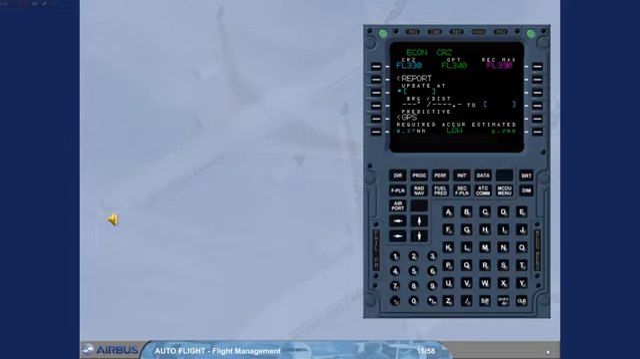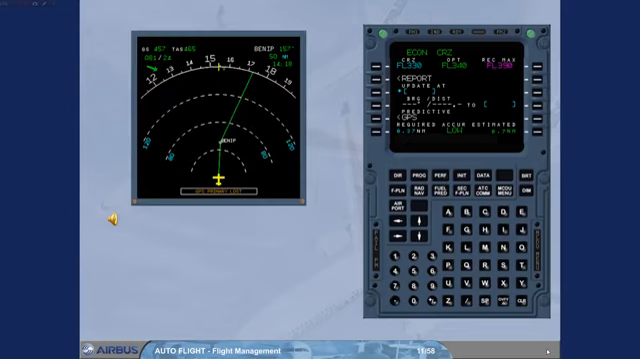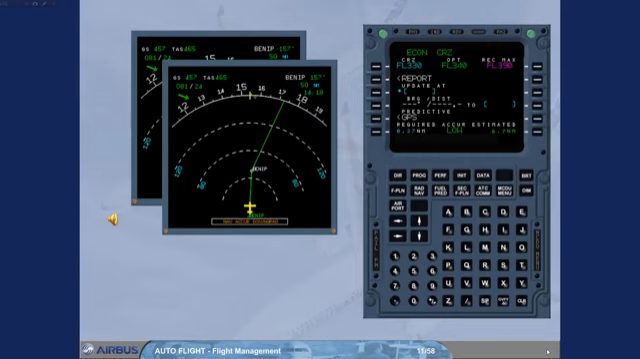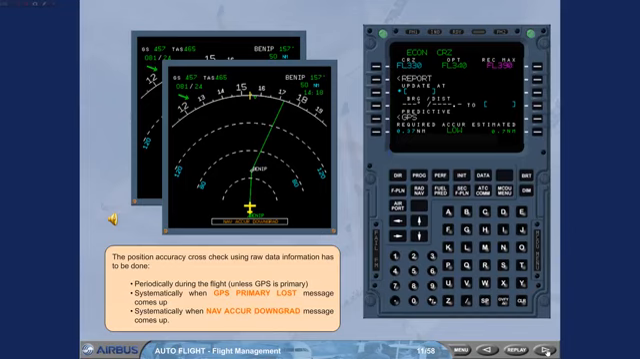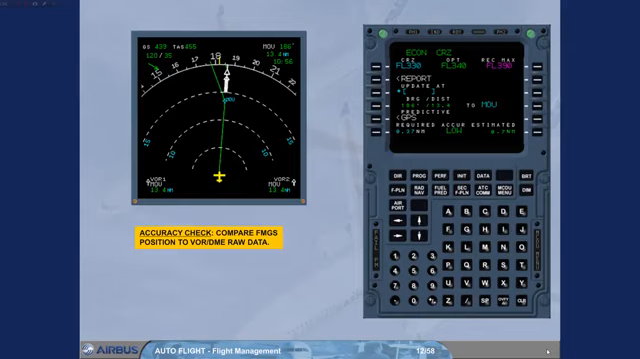The position accuracy cross-check using raw data information has to be done periodically during the flight, unless GPS is primary. Systematically, when the GPS primary lost message comes up, and systematically, when the NAV ACCUR DOWNGRADE message comes up. Keep in mind that high-low messages are computed on estimated data. Therefore, even if low is displayed, the accuracy check may be positive.